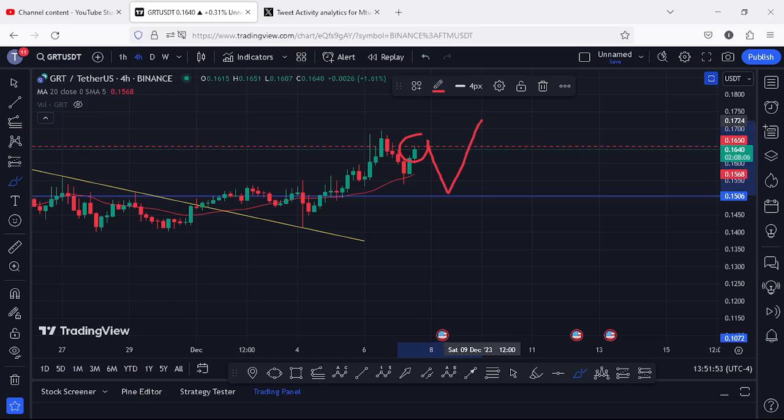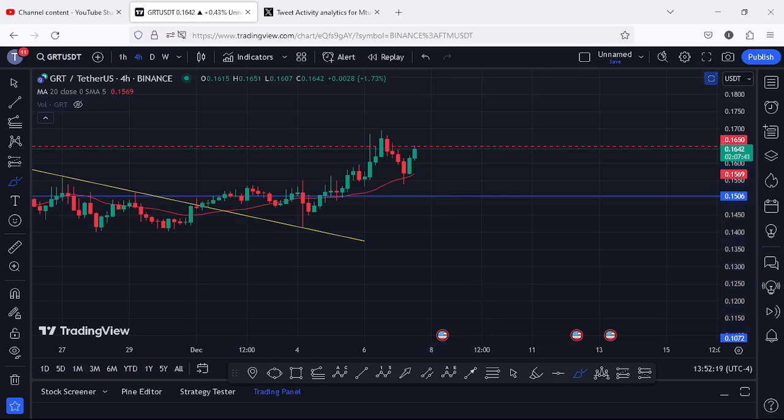But if by any chance this time we lose support at the $0.15 mark and maybe continue seeing an aggressive move to the lower side, then that will be suggesting that GRT might easily give us a retest of the lows that we made at the $0.14 and the $0.13 mark in the next coming hours. We also need to have that in mind.